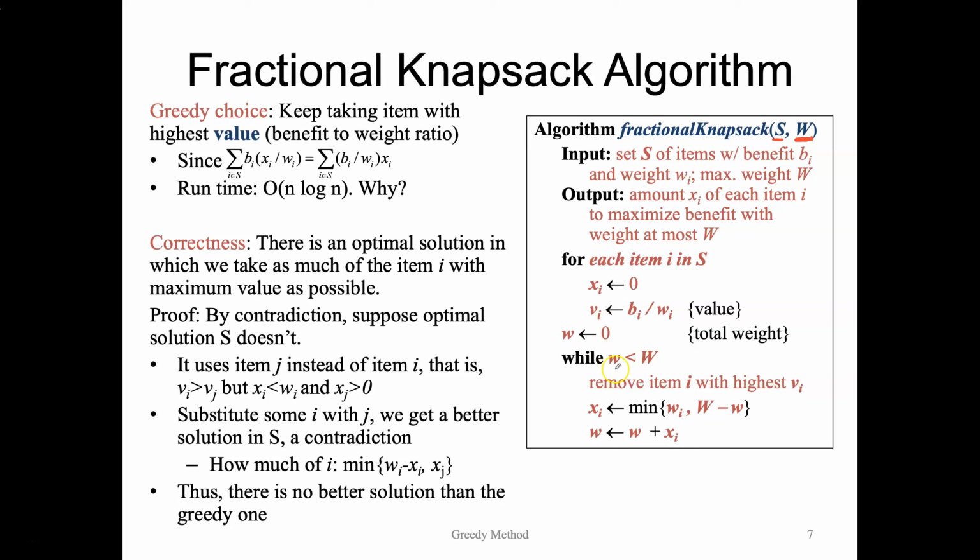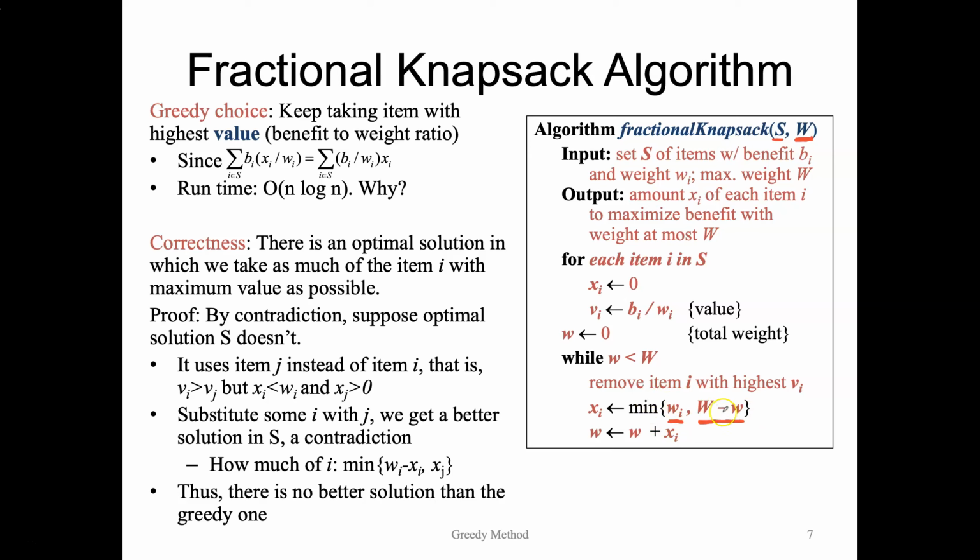Then, while we still have room left where we could put an item in our knapsack, we're going to take whichever item has the largest value and then put as much of this item with the largest value as we can fit in our knapsack. So how much should we take? We could take however much of that item there is, but we also have to be careful that we don't exceed the capacity of our knapsack. So how much room we have left in our knapsack is capital W minus little w. The capacity of our knapsack minus how much we're currently carrying in our knapsack.